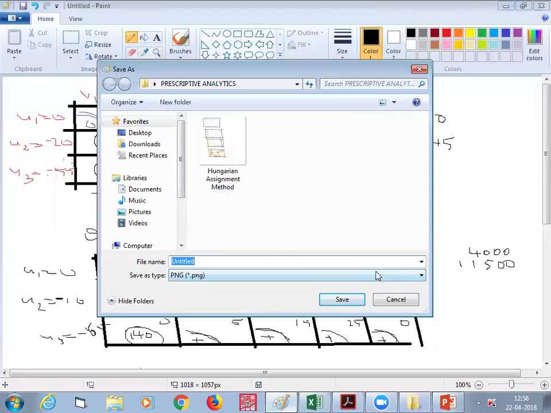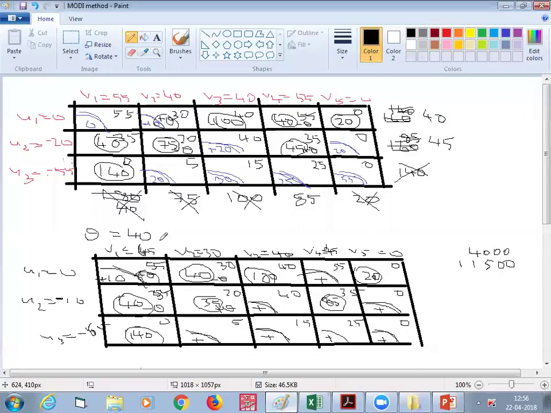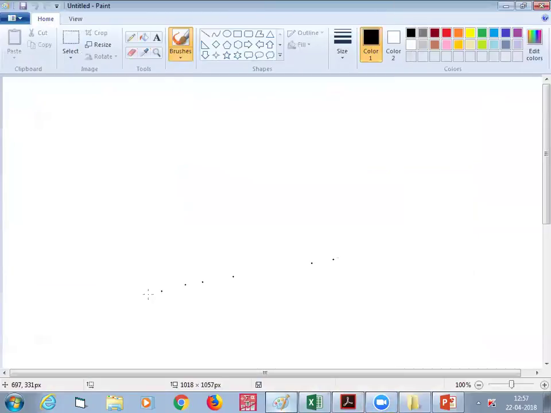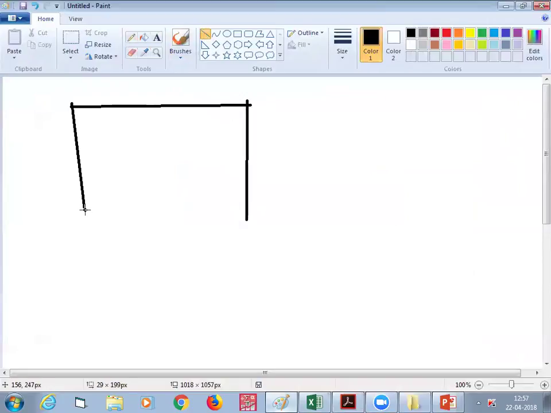It's called the MODI method, right? Okay, so just imagine this to be 55 also, and then it's correct. Oh, I closed it. Okay, anyway. So, what do we have? First let's draw a box. Okay, there's a better box.